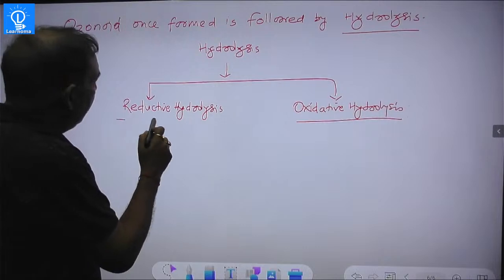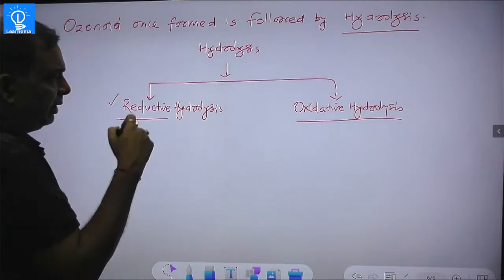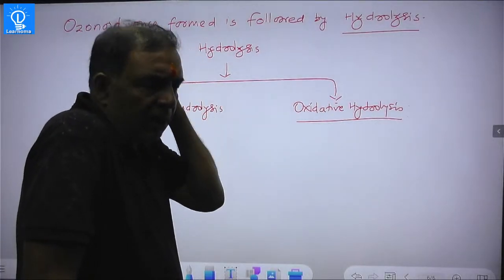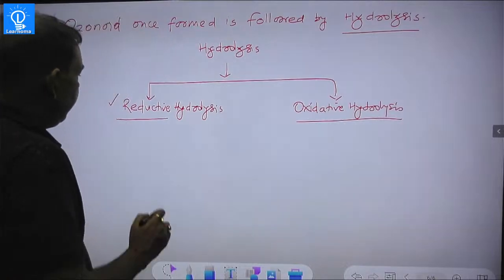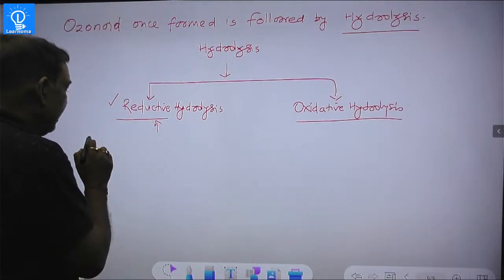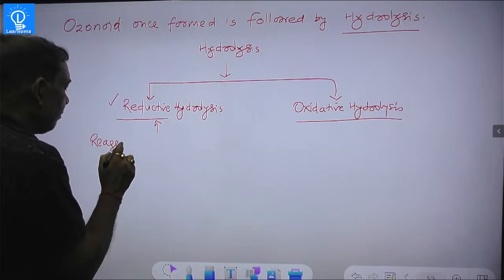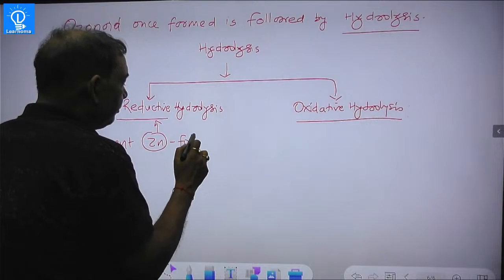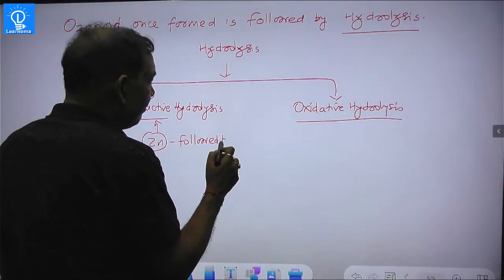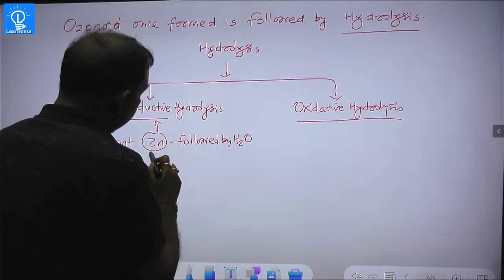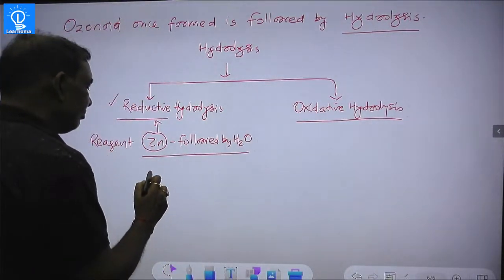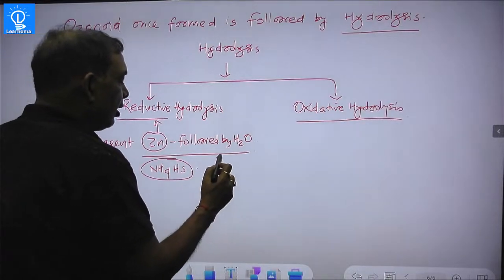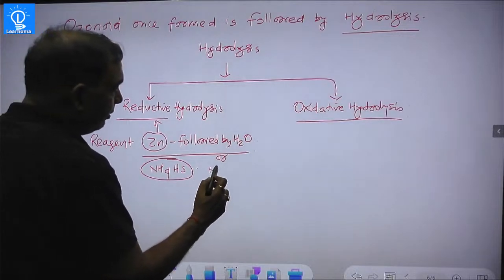How do I know that the reaction is reductive or oxidative? It is all because of the reagent. In reductive hydrolysis, the reagent used is zinc followed by water. Sometimes ammonium hydrosulfide or ammonium sulfide.